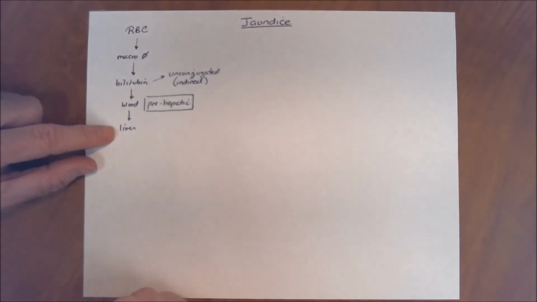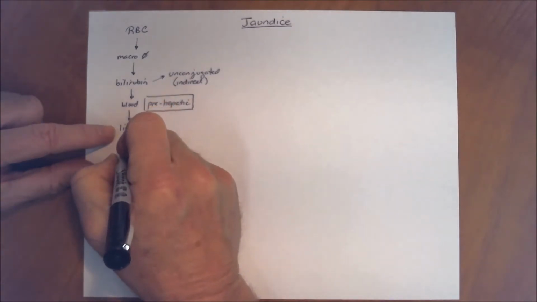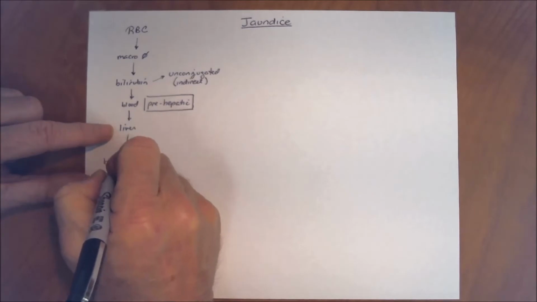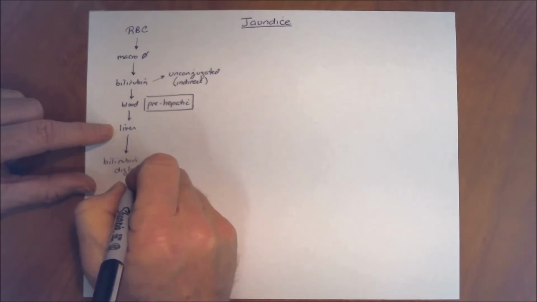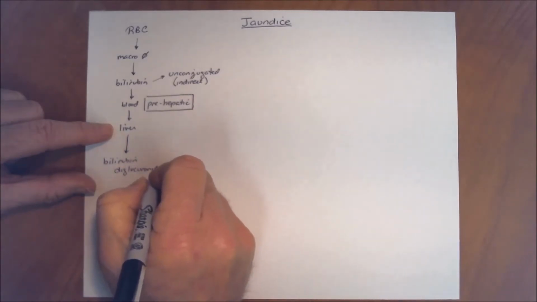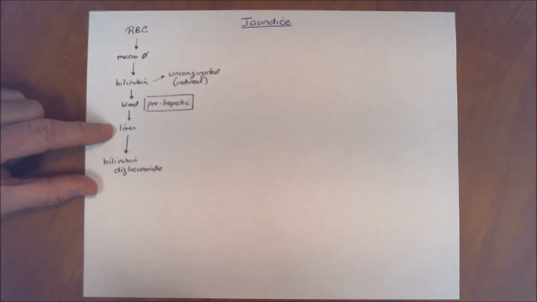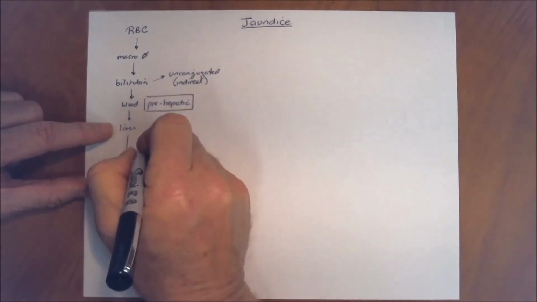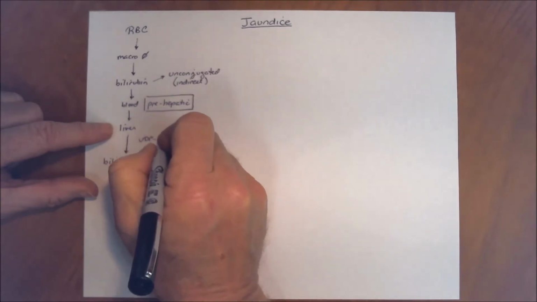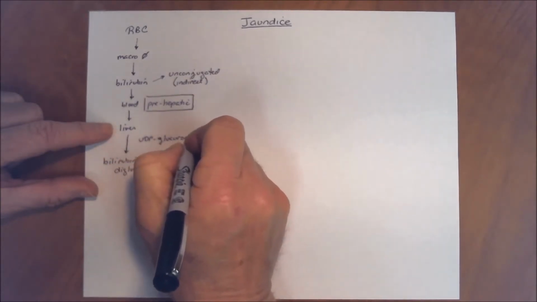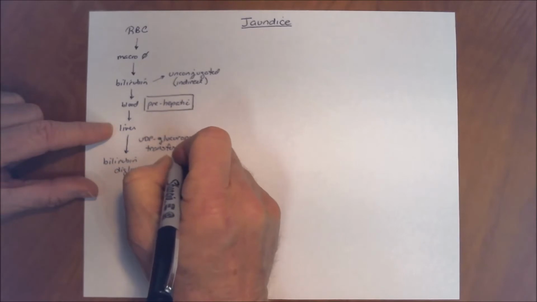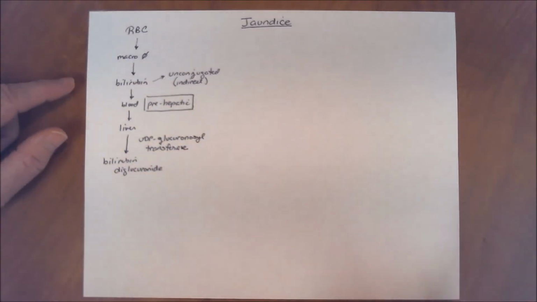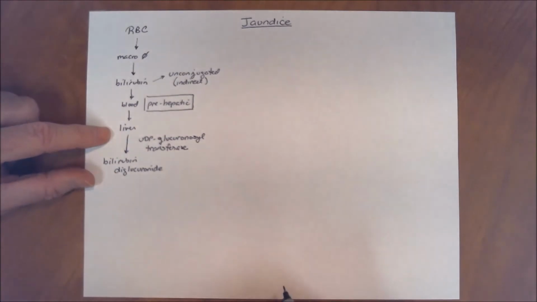Now, once the bilirubin has been taken up by the liver, by the hepatocytes, the liver will then conjugate the bilirubin into bilirubin diglucuronide. The enzyme that does this in the hepatocytes is called UDP glucuronosyltransferase. There are a couple of genetic disorders that affect this enzyme, and we'll look at that in a second.